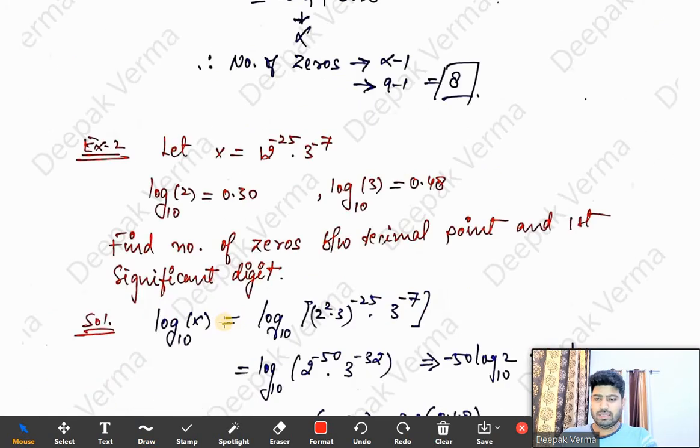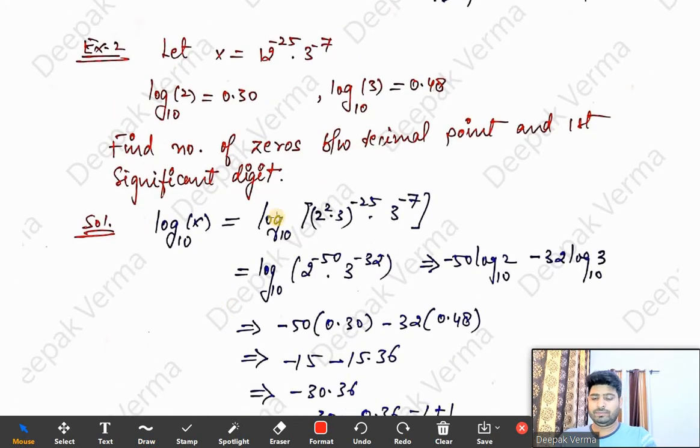Okay, the next example is: if x is equal to 12 to the power minus 25 into 3 to the power minus 7, and here we are given the values of log 2 and log 3 to the base 10. Log 2 is 0.30 and log 3 is 0.48. It is given in the question. Then we have to find the number of zeros between the decimal point and the first significant digit.